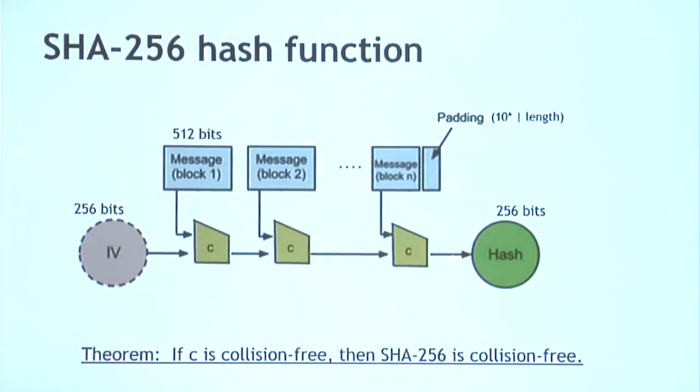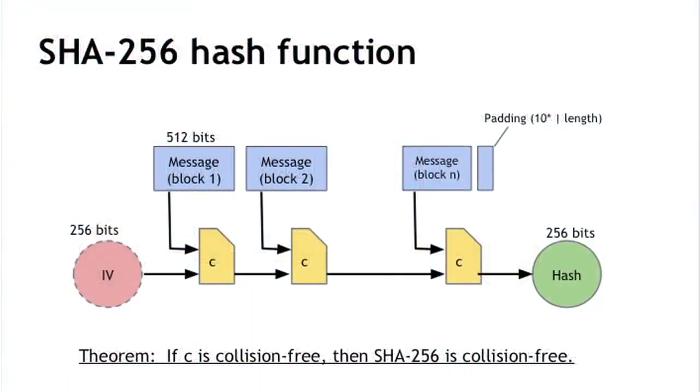And when you get to the very end, you have consumed all of the blocks of the message plus the padding. The result is the hash. That's a 256-bit value. And it's easy to show that if this function C, this compression function, is collision-free, then this entire hash function will also be collision-free. The other properties are a little bit more complicated, so I won't talk about them here.